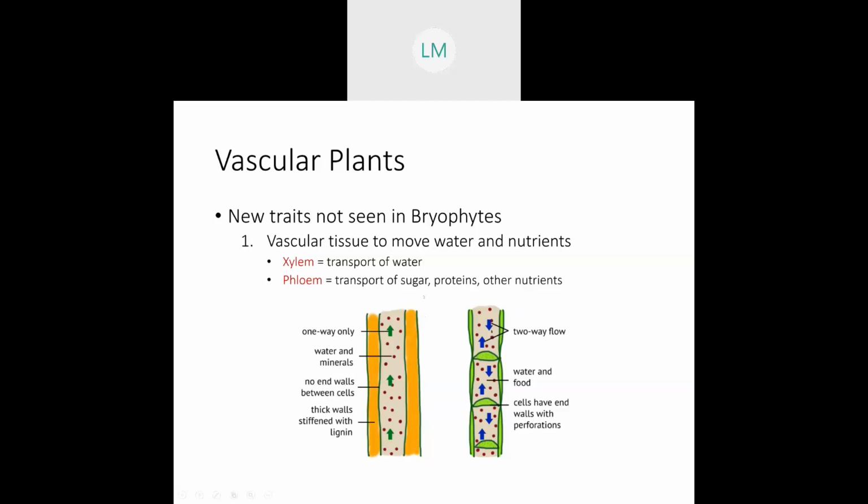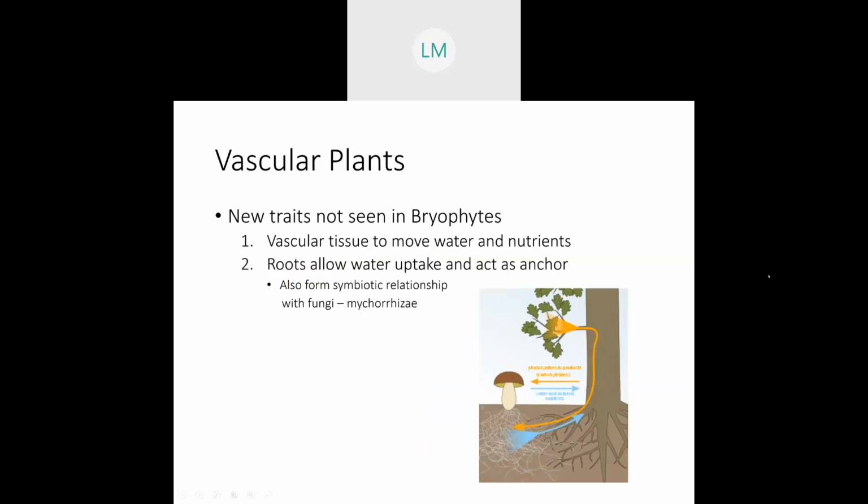The xylem focusing on the transport of water in one direction, the phloem focusing on the transport of food in two directions. We also see the evolution of roots. So our bryophytes, our non-vascular plants, did not have roots, right? They had those rhizoids to anchor them, but they didn't have roots. So roots are going to allow the plant to uptake water from the soil, and they're going to anchor this.